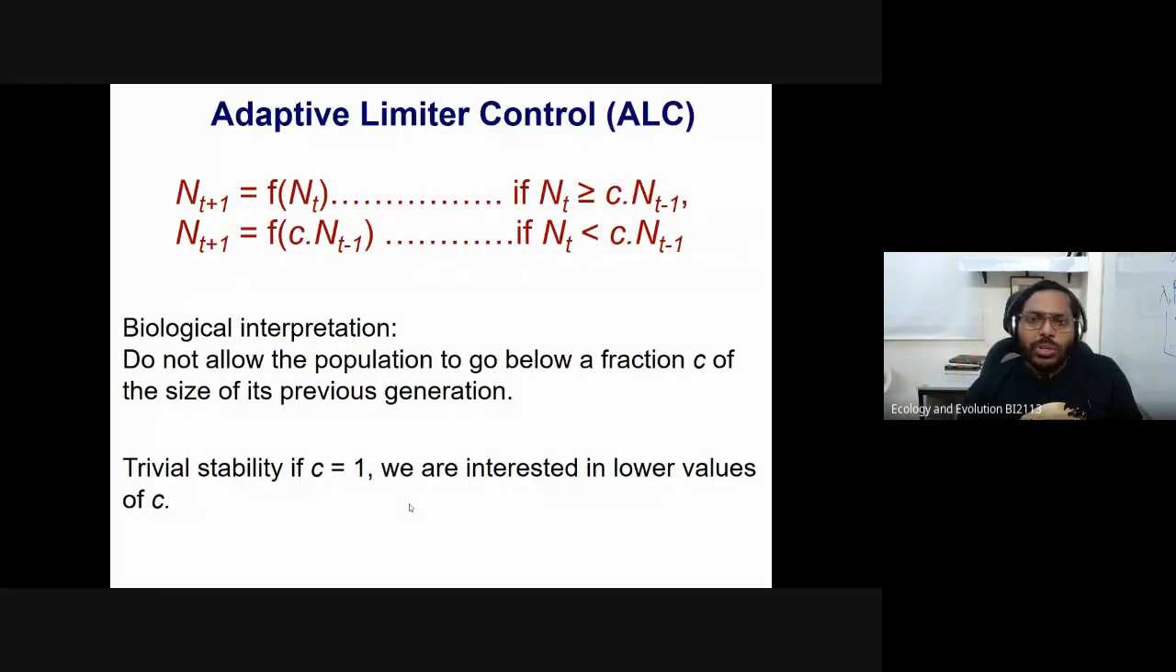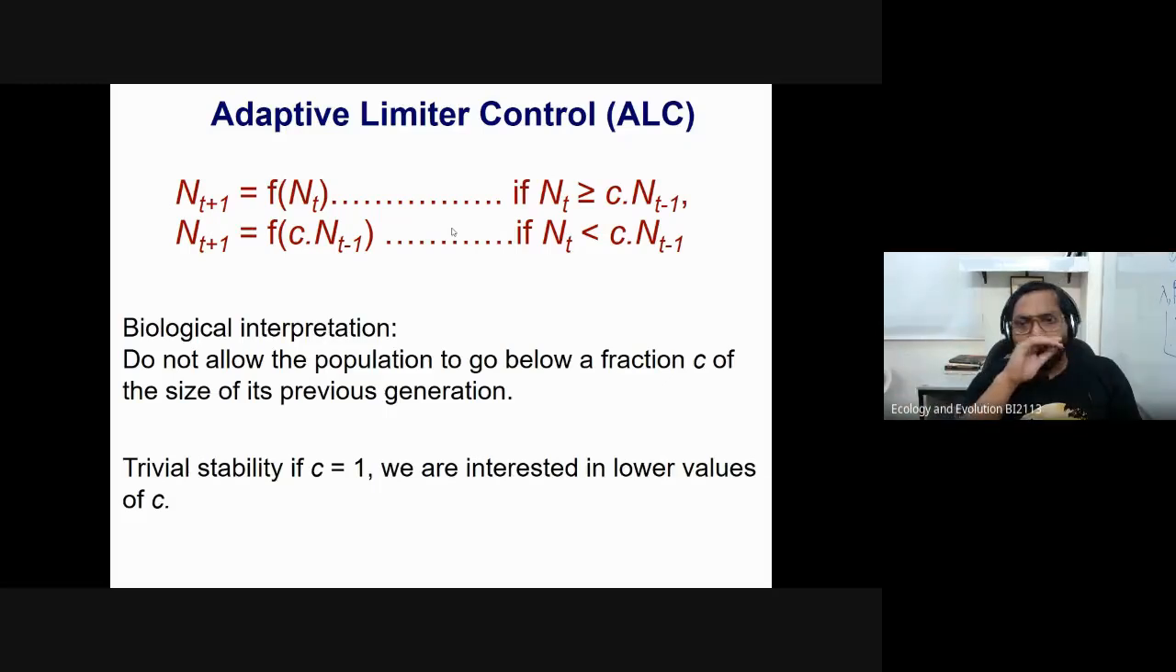So after some amount of searching around, this is the method that we came up with. This is the mathematical equation, but biologically speaking, what it means is that whatever happens, don't allow the population size to go below a fraction C of the size of its previous generation. So suppose we set C at 30%, 0.3. If the population size in the previous generation is 100, then this generation I will not allow the population size to go below 30. If it is 30 or above, I'll not do anything. If it is below 30, I'll bring it up to 30.